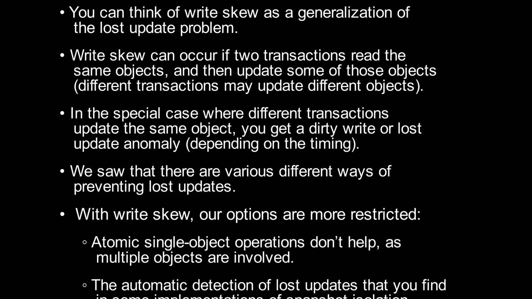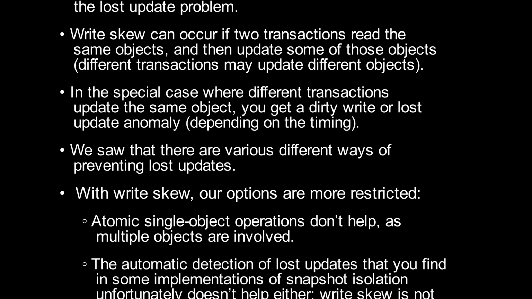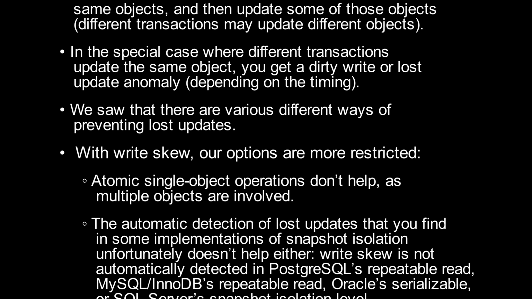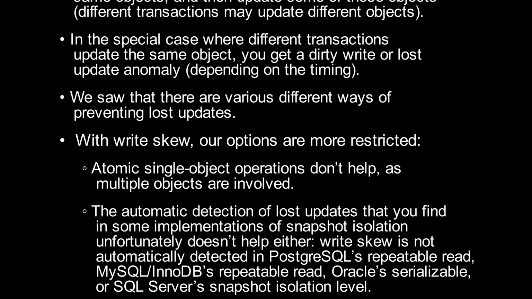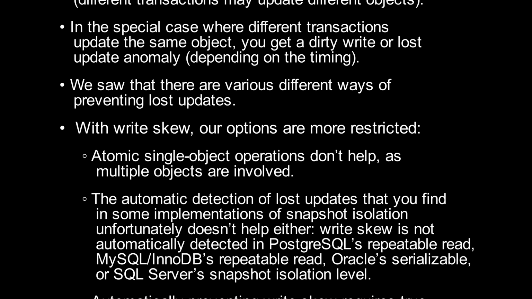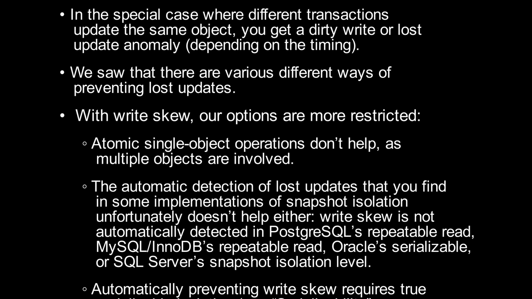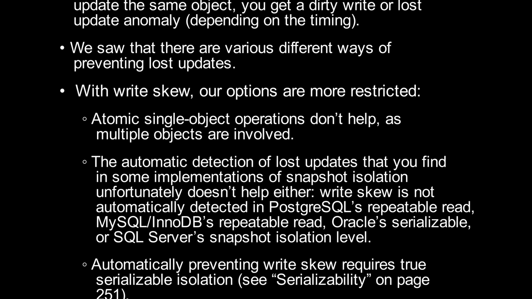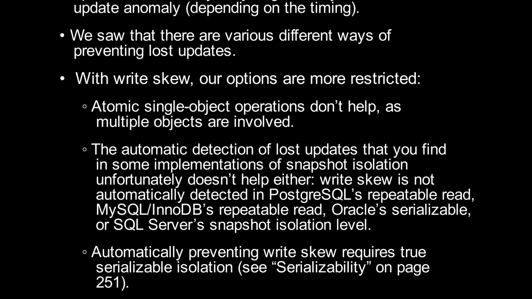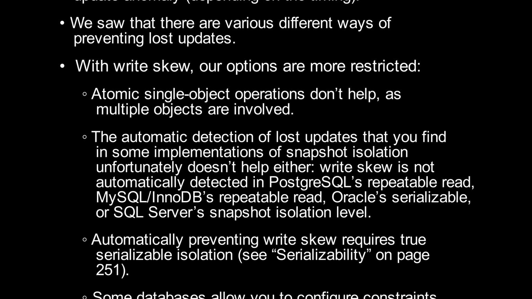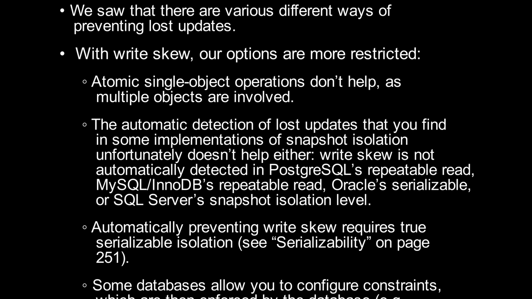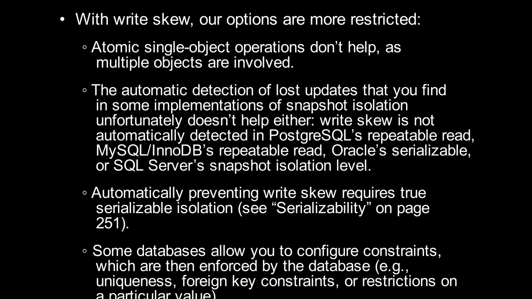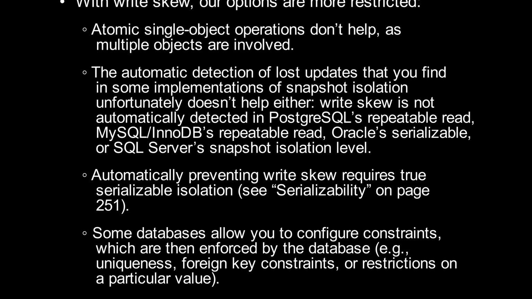With write skew, our options are more restricted. Atomic single-object operations don't help, as multiple objects are involved. The automatic detection of lost updates that you find in some implementations of snapshot isolation unfortunately doesn't help either. Write skew is not automatically detected in PostgreSQL's repeatable read, MySQL/InnoDB's repeatable read, Oracle's serializable, or SQL Server's snapshot isolation level. Automatically preventing write skew requires true serializable isolation. See "Serializability" on page 251.